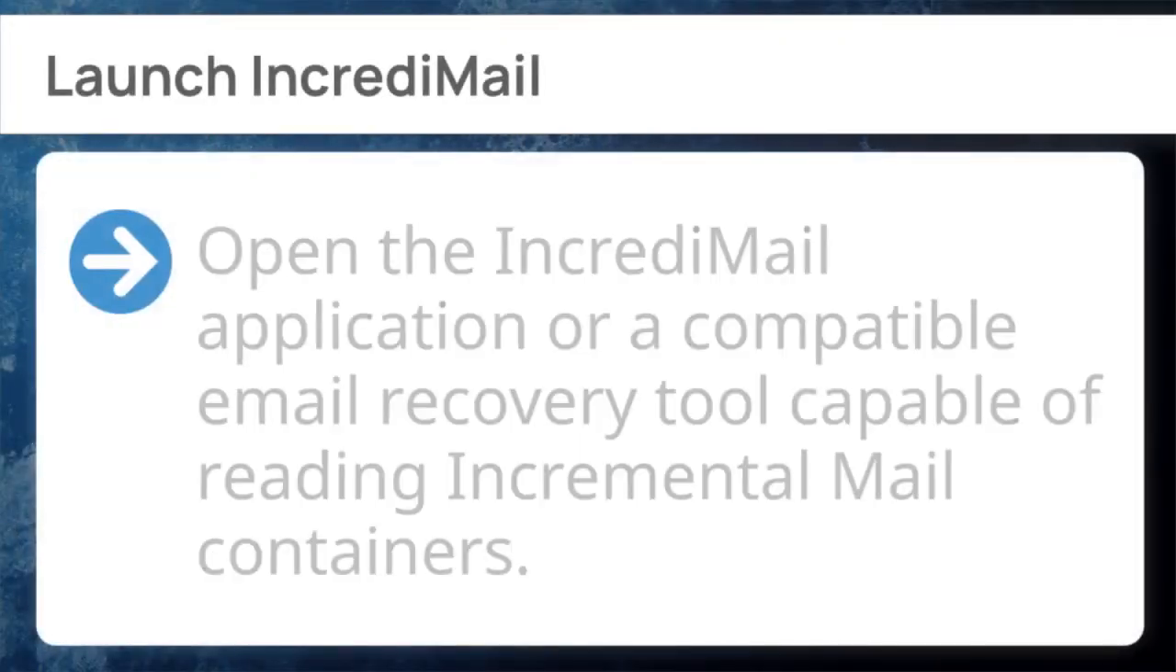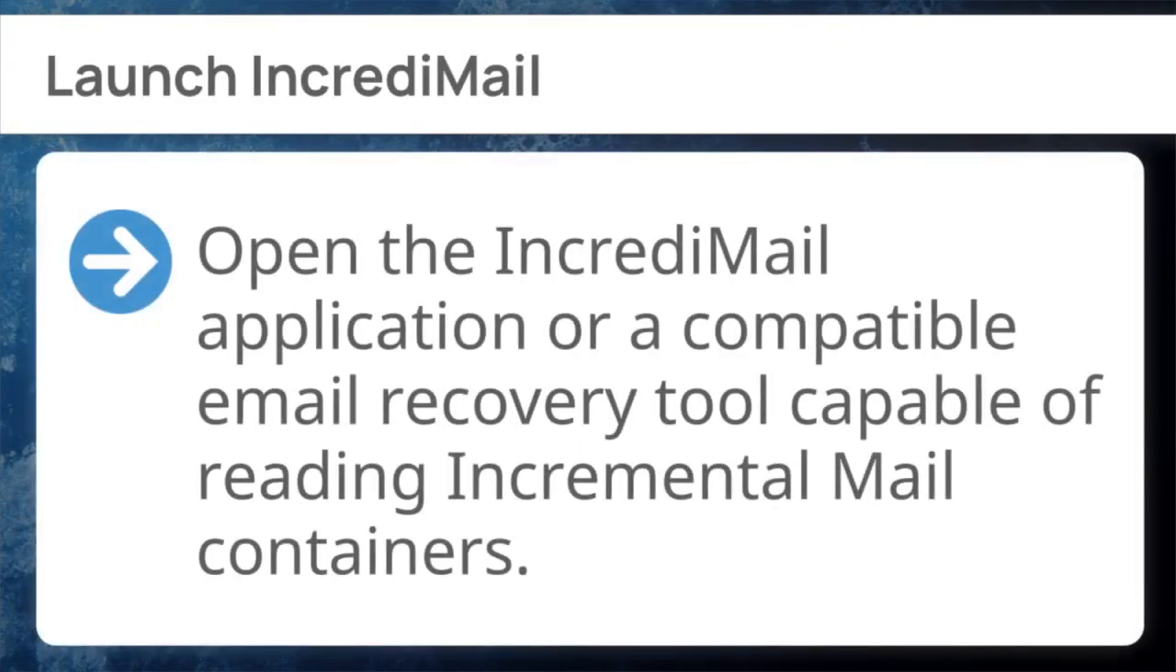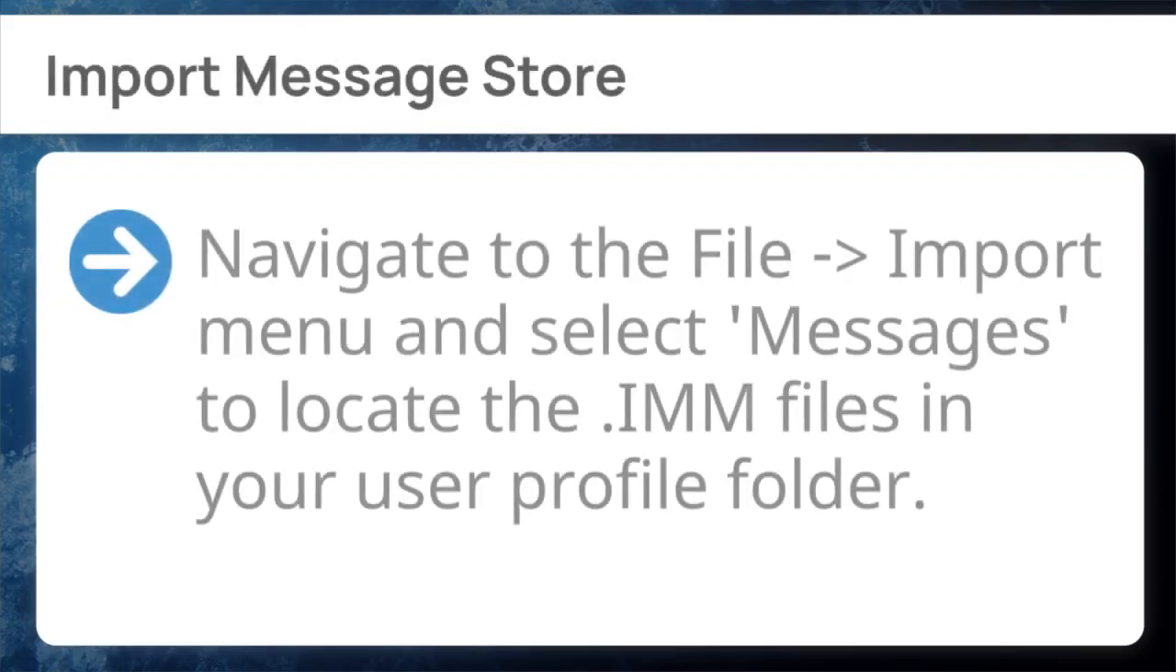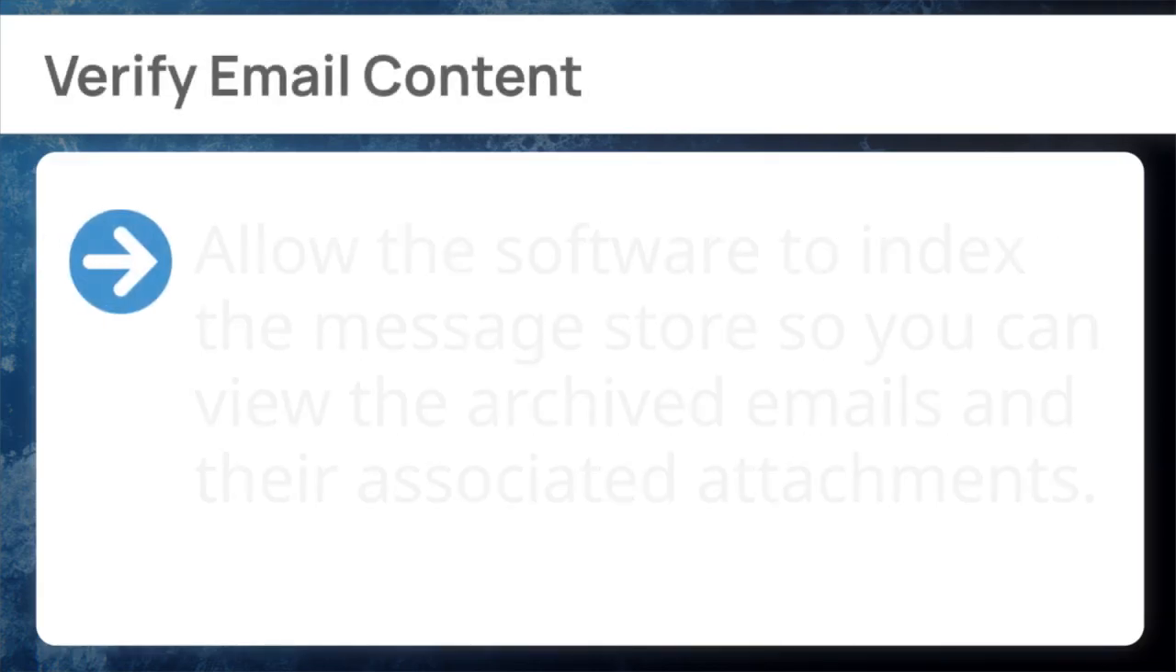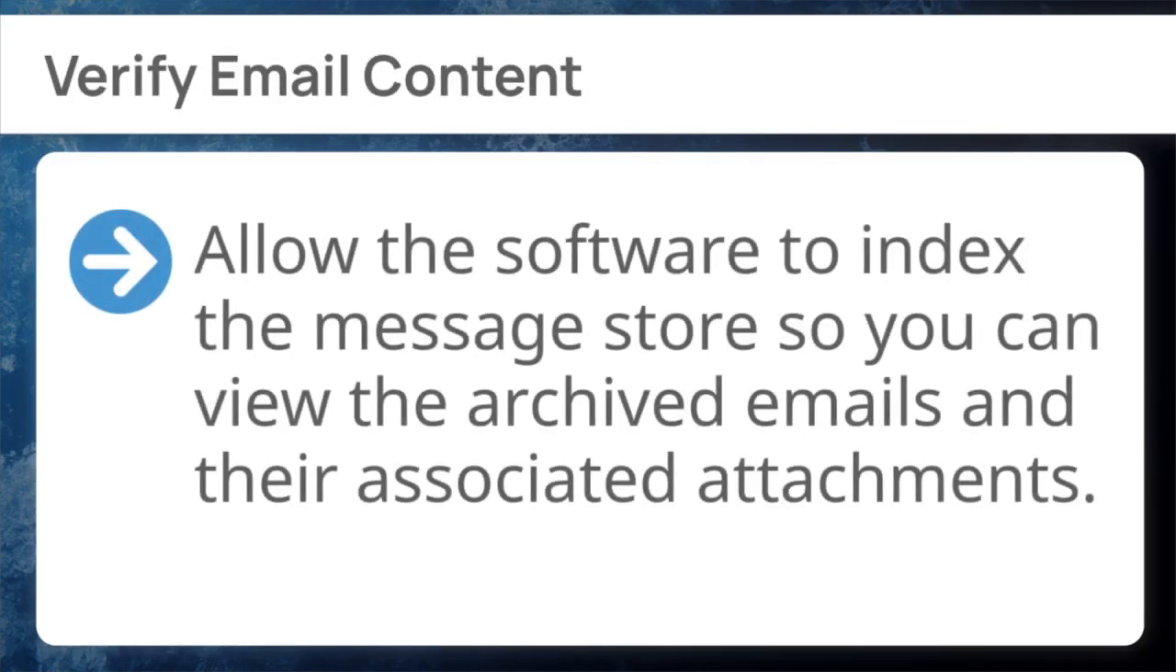First, launch IncrediMail. Open the IncrediMail application or a compatible email recovery tool capable of reading incremental mail containers. Next, import message store. Navigate to the File, Import menu, and select Messages to locate the IMM files in your user profile folder. Finally, verify email content. Allow the software to index the message store so you can view the archived emails and their associated attachments.